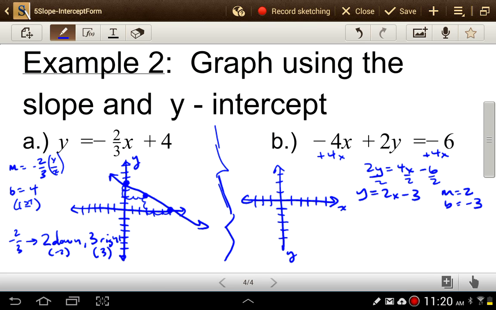So first thing I'm going to do is my y-intercept is negative 3, so I'm going to go down to negative 3. My slope is 2, or 2 over 1, so that's rise over run. So 2 means up 2, right 1. So I'm going to go up 2, right 1. Up 2, right 1. Okay, put at least 3 points on there. You can do more. It's like walking stair steps. And there you go. There's your line. And that's it.